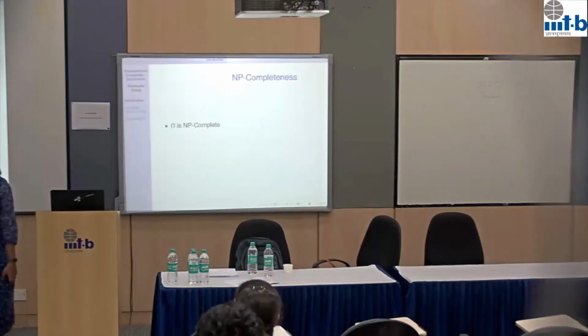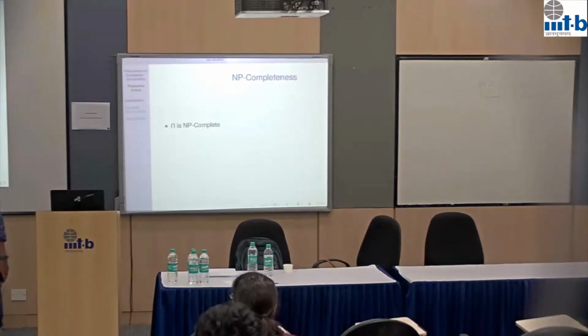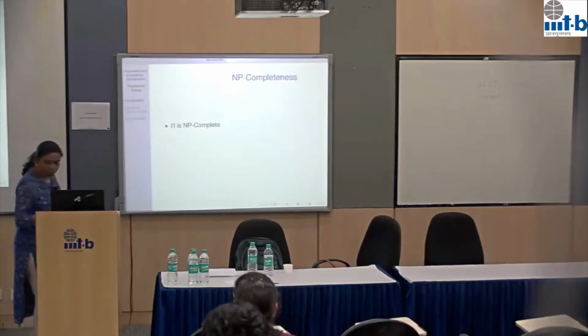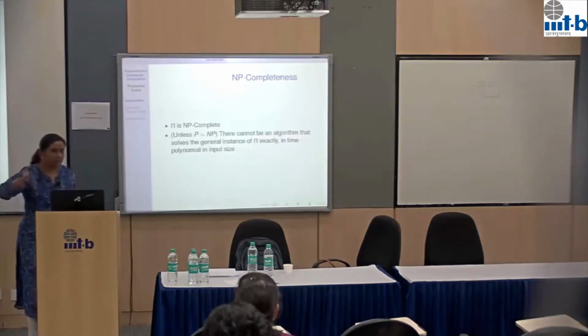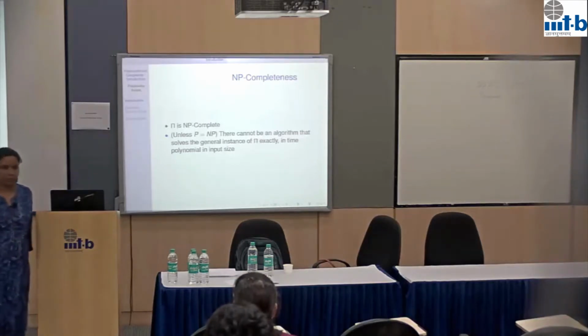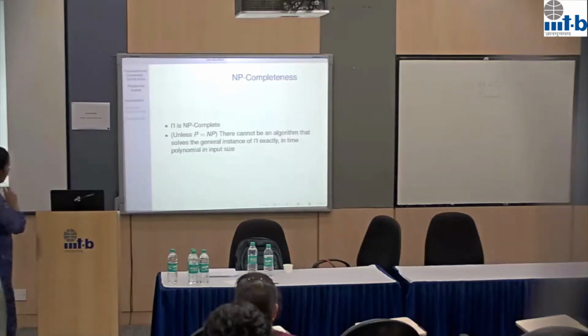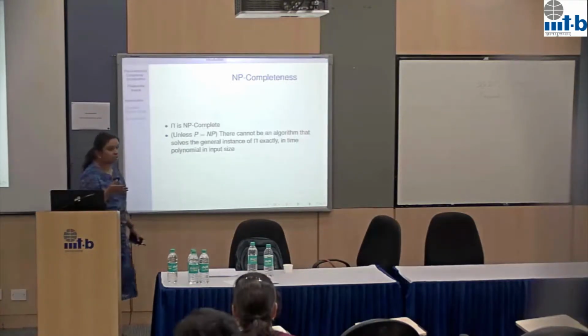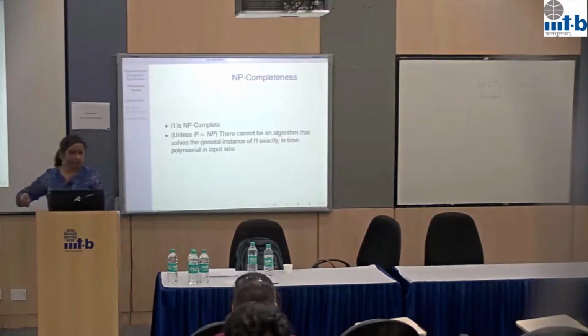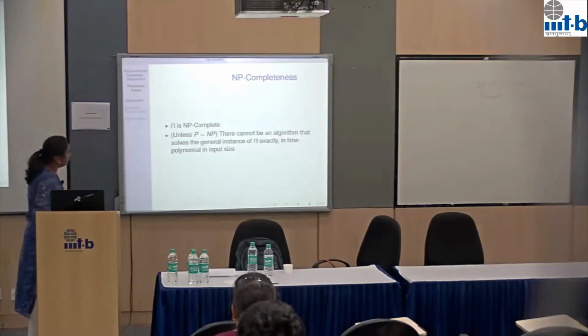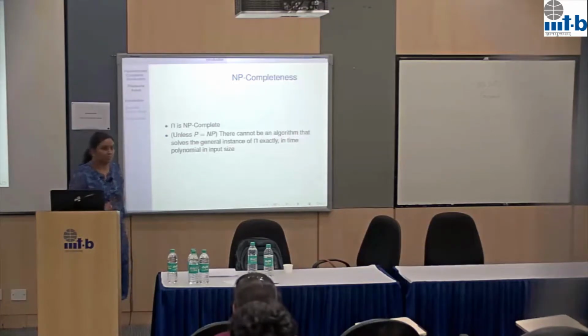What is widely believed about an NP complete problem? That it is hard to solve, that there is no polynomial time algorithm. We don't know it for sure, but it's widely believed. So unless P equals NP, there cannot be an algorithm that solves the general instance of pi, I mean all instances of pi, exactly, and with polynomial running time. So this is not possible.